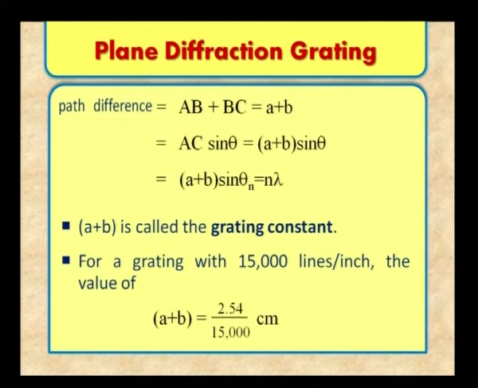What is important is this equation. Sin theta is equal to N n lambda. What is capital N? It is 1 by A plus B. You bring your A plus B to the right hand side. Sin theta will be capital N multiplied by small n into lambda. What is small n? It is the order number.